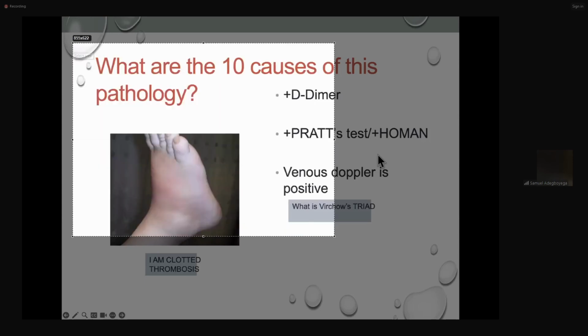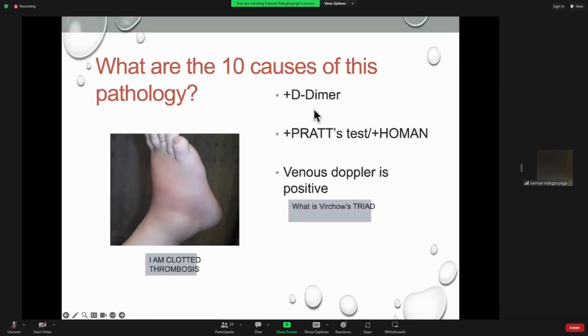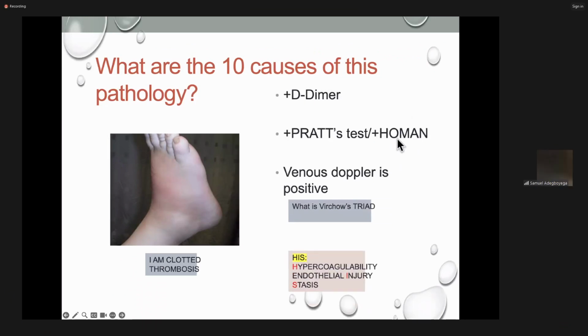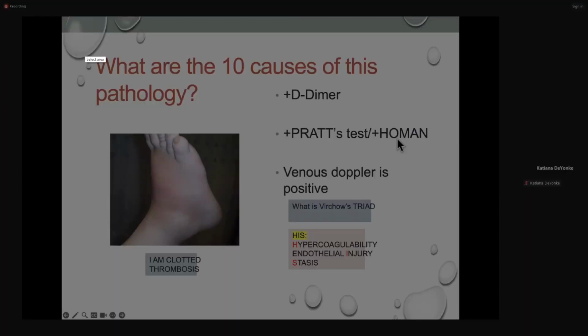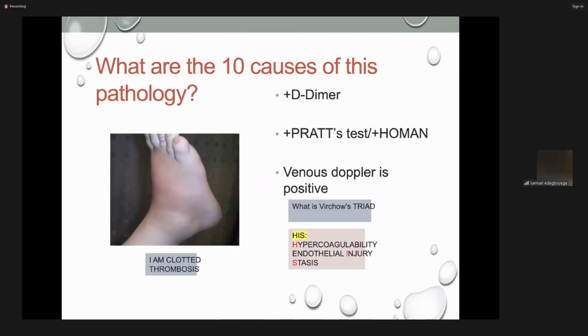Katiana, what is Pratt test? Squeezing, good. Compressing. What's Homan? Dorsiflexion, good. What is the best screening test to rule out DVT? D-dimer. Good. And to confirm, ultrasound.